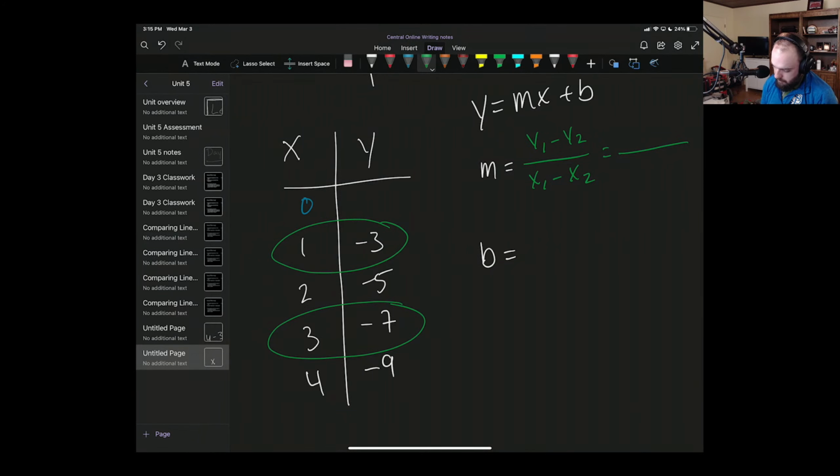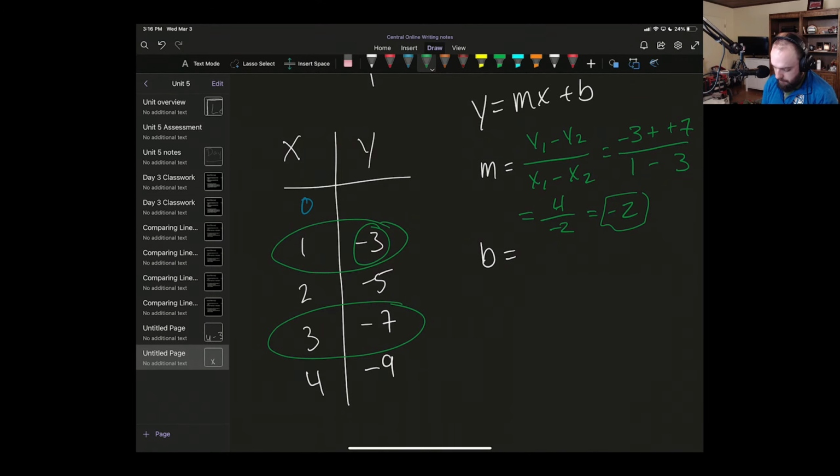All right, so I'm going to write -3 first. I'm going to write 1 right below it. Then we have minus, minus, and we have -7 over 3. Right? And so when we're doing this, we have -3 minus a -7. When we subtract a negative, that's like adding. So we're going to get 4 over -2. We need to simplify this. So my answer for my slope is going to be -2. So my slope is -2.